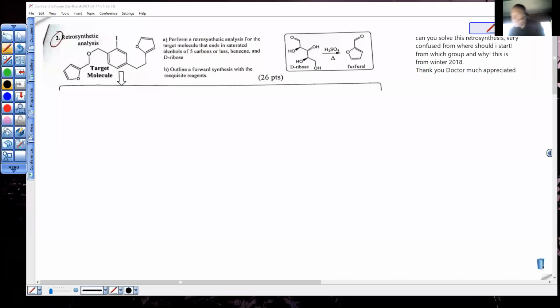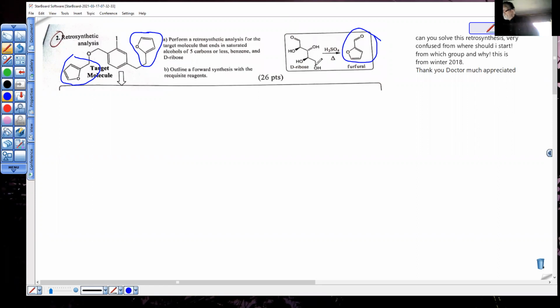Welcome back, everybody. We are now going to talk about a retrosynthetic analysis, and we're looking at a winter 2018 exam. This portion of the molecule here and here both come from these carbons here, which come from D-ribose. So we're going to have to use that reaction.